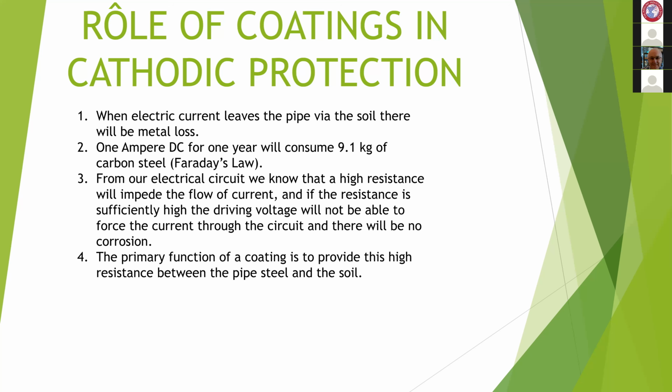So the primary function of the coating, therefore, is to provide a high resistance between the pipe steel and the soil. That's the only thing that we as corrosion people ask it to do. The fact that it has lots of other properties that far exceed the requirements for stopping the small currents from the pipe is, by the way, the only function that we want it to do is to provide a high resistance so that when the coating is intact, there won't be any loss through the coating.